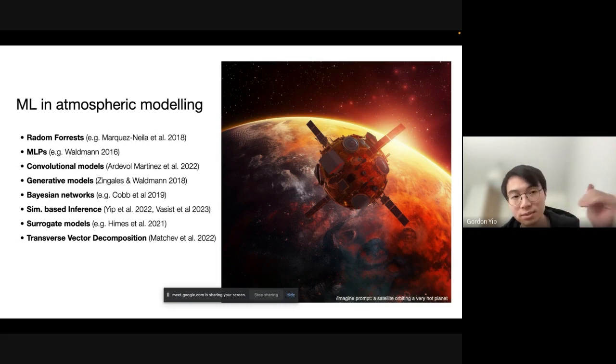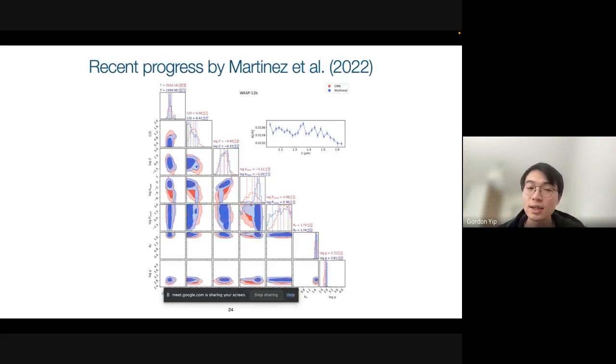So we go from simple models first, such as random forests and MLPs, which are basically one of the foundations of machine learning models, and then we go for more elaborate models such as generative models, Bayesian networks, simulation-based inference, etc. So I'm going to show you one of the latest that we have.